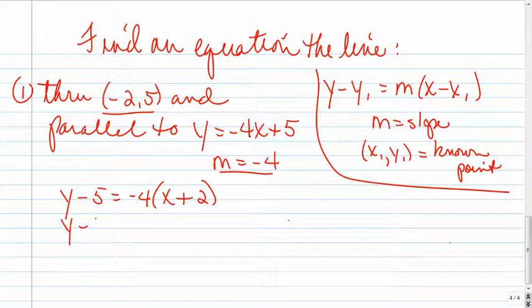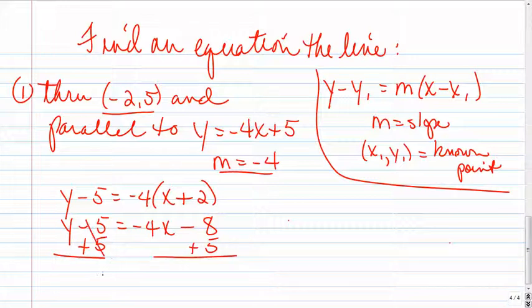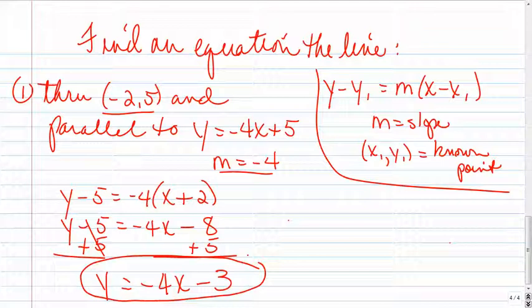So we want to go ahead and simplify this and solve it for y. So I'll bring down y minus 5. And using distributive property on the right side, that's going to be negative 4x, and negative 4 times 2 is minus 8. And so the last thing I want to do is add 5 to both sides. We just add 5, and that's going to give me y equals negative 4x, and negative 8 plus 5 is negative 3. So that is the equation of a line that passes through the point negative 2, 5, and is parallel to the graph of y equals negative 4x plus 5.